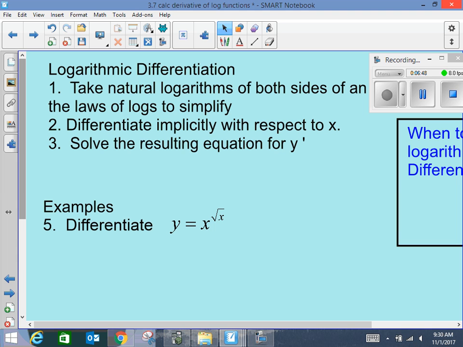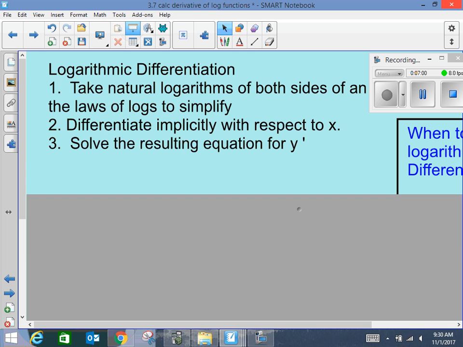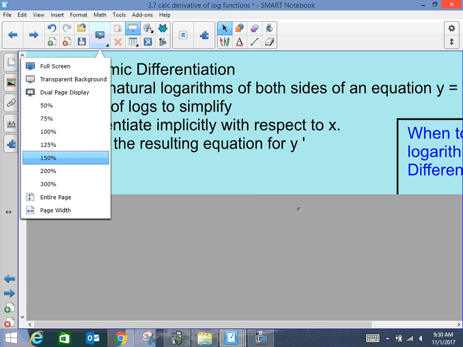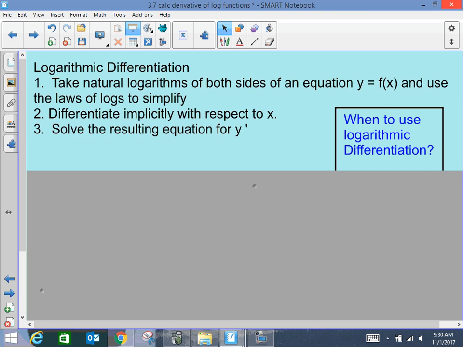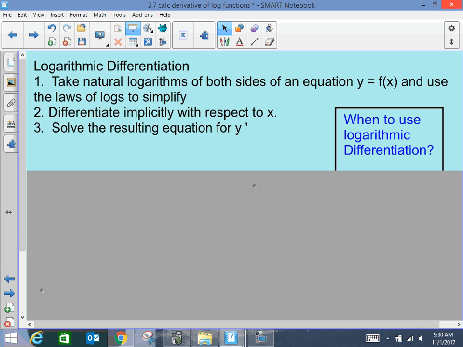All right. Logarithmic differentiation. It's really weird and ugly, but it is necessary sometimes. I need to get this down too. Yeah. So that's why we need the log rules for this more than anything else.